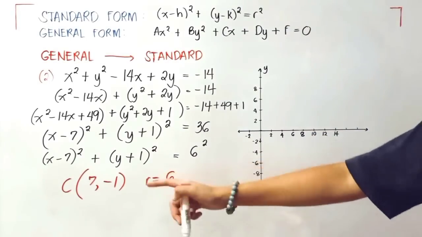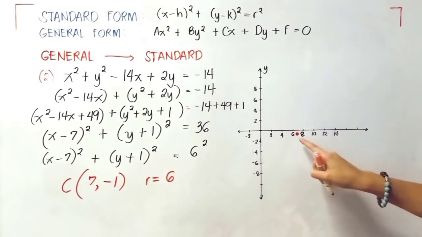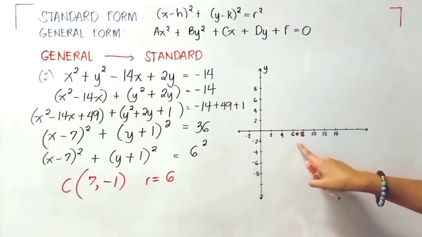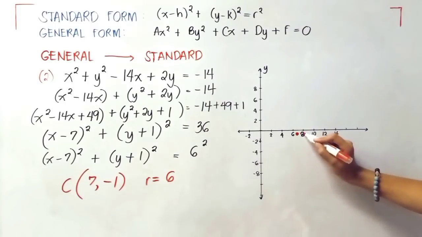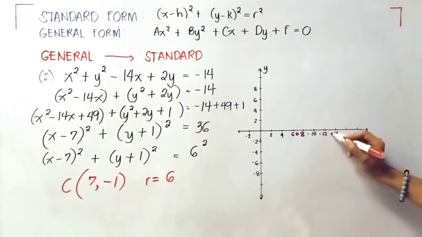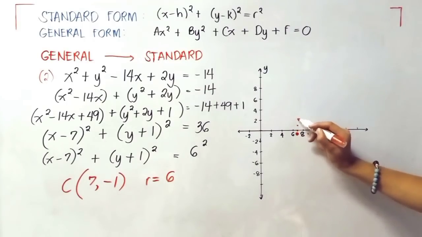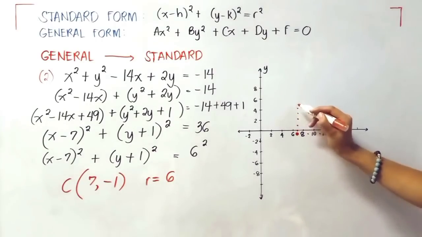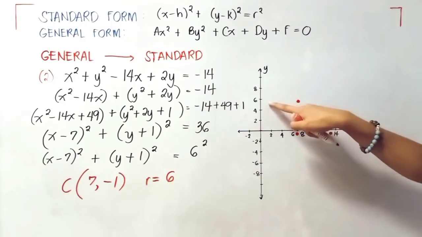Let us now plot the points. Our center here is (7, negative 1). And our radius is 6, so we'll count 6 units. 1, 2, 3, 4, 5, and 6. So it's (13, negative 1). And 1, 2, 3, 4, 5, 6. So that's (7, positive 5).